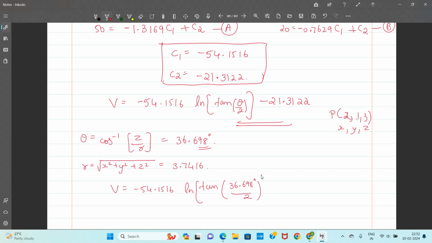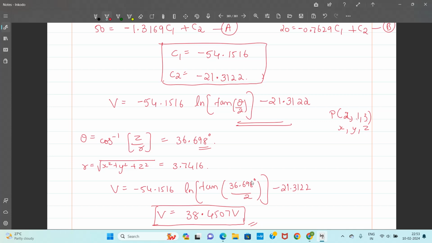Now we can calculate V equals minus 54.1516 into natural log of tan of 36.698 degree by 2 minus 21.3122. Theta value, whatever you calculate, substitute here. So finally your answer for potential will be 38.4507 volts. Simplify this using a calculator, find out the result.